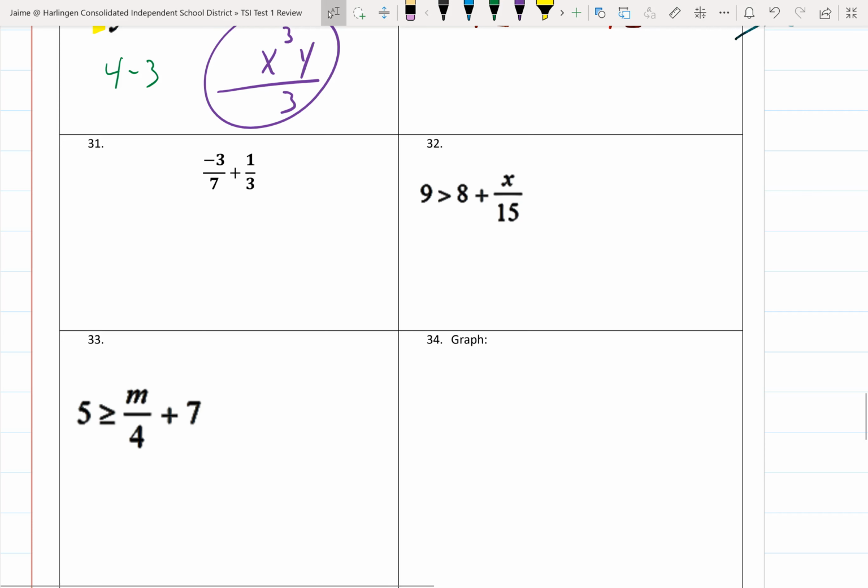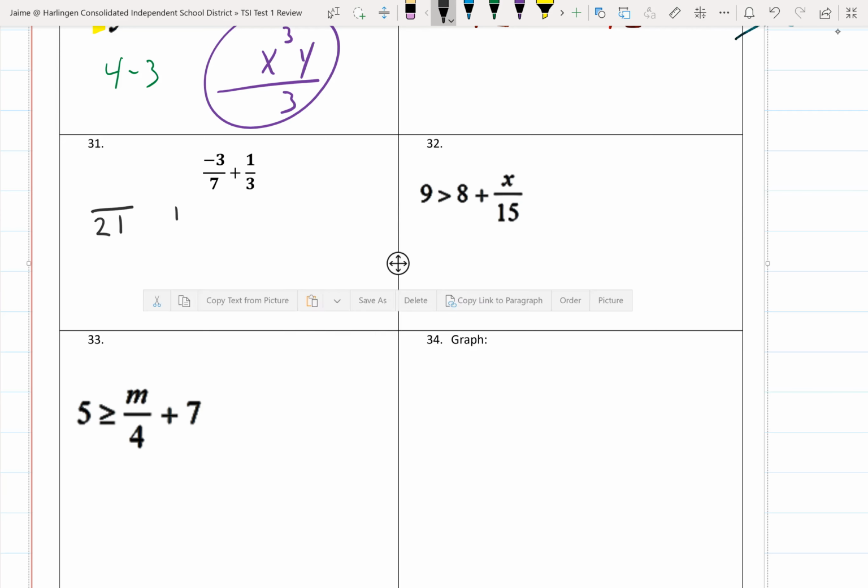Number 31 here. We have a 7 and a 3. What is a common denominator between 7 and 3? Again, if you don't know, just multiply them. 7 times 3 is 21. So 21 with a plus sign, 21. We're going to make them both be 21.